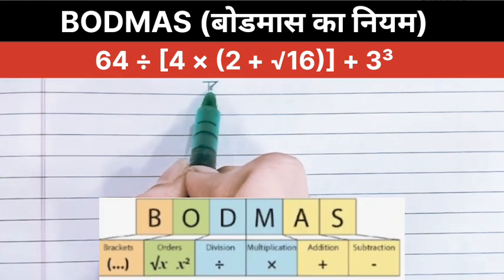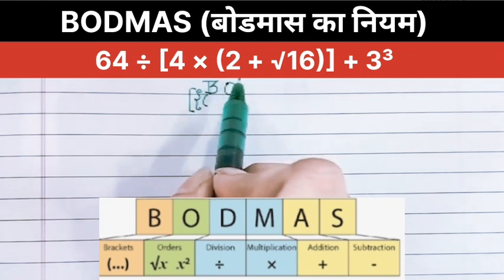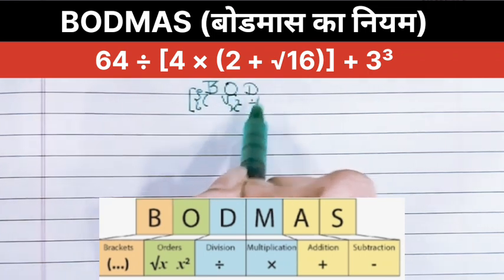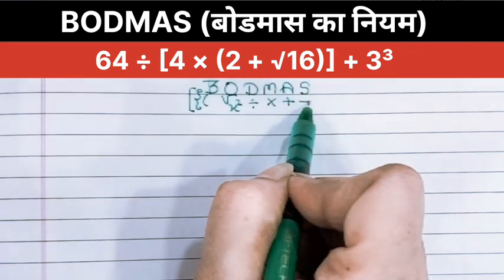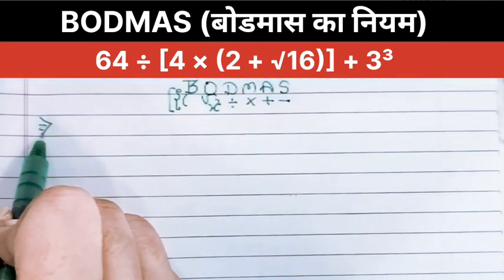BODMAS rule says first we solve bracket: small bracket, curly bracket, then square bracket. O stands for order: we convert into multiplication, we solve roots and exponents also. D stands for division, M stands for multiplication, A stands for addition, S stands for subtraction. Now according to the BODMAS sequence, we'll break down this expression with a step-by-step solution.